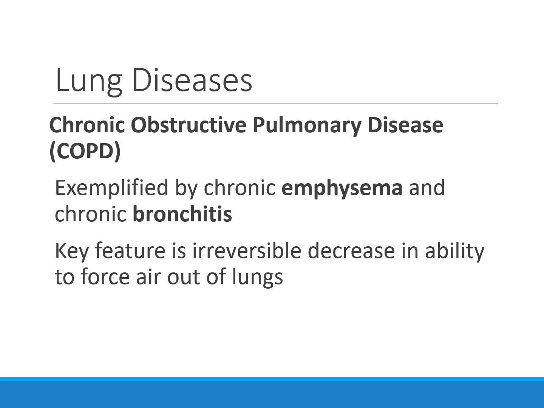Red blood cell numbers increase slowly to provide long-term compensation. Some lung diseases: chronic obstructive pulmonary disease, or COPD. This is exemplified by chronic emphysema and chronic bronchitis. The key feature is that it is irreversible and leads to a decreased ability to force air out of your lungs. You don't have a problem getting it in, but you can't get it out.